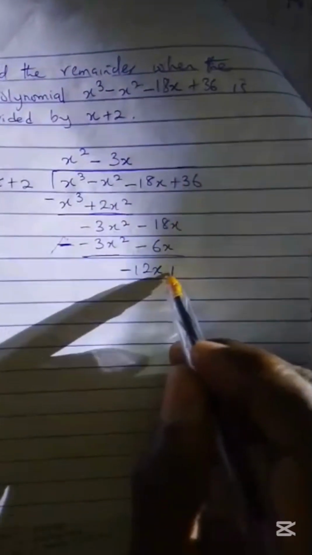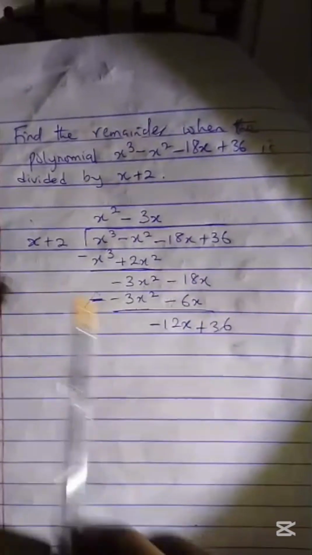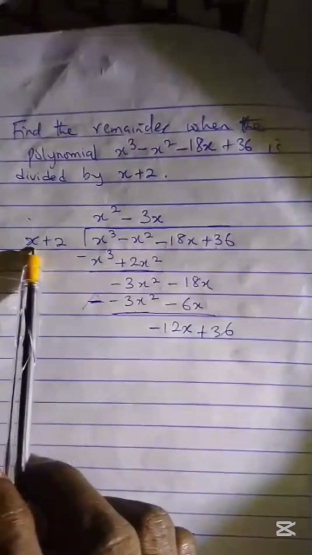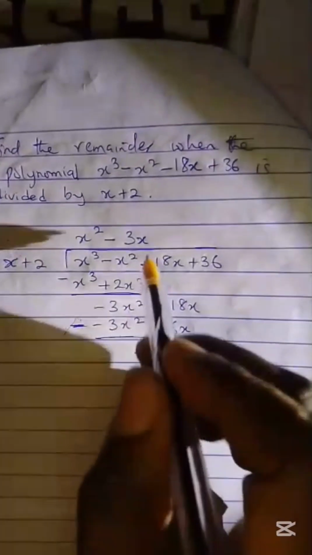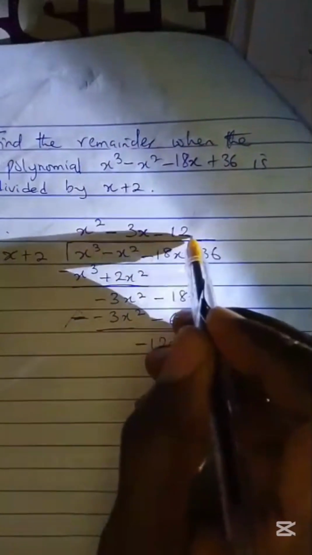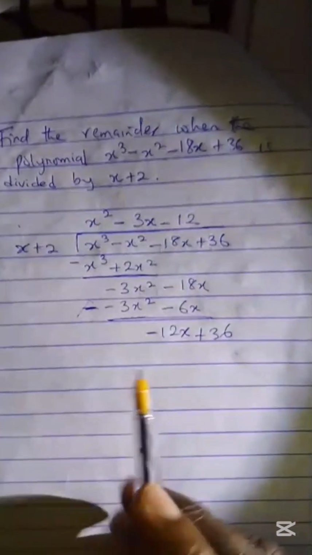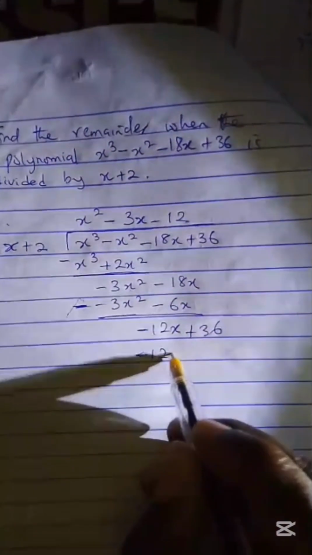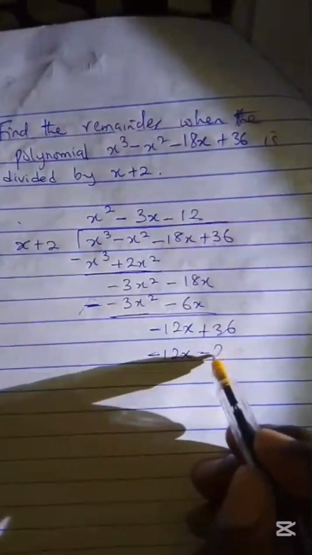Now bring down the last term that we've not dealt with, so minus 12x plus 36 in there. We are down to our last set of division. X again divides into minus 12x, that should give us minus 12. So it's time for the multiplication. Minus 12 times x will give us minus 12x, and minus 12 times plus 2 will give us minus 24.